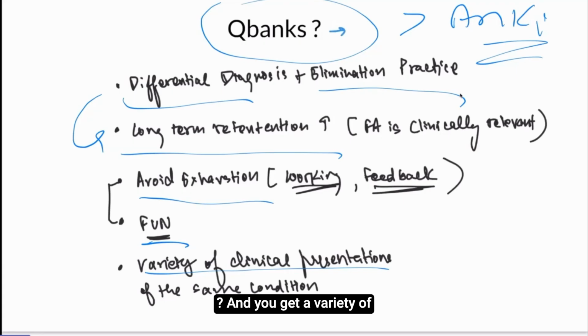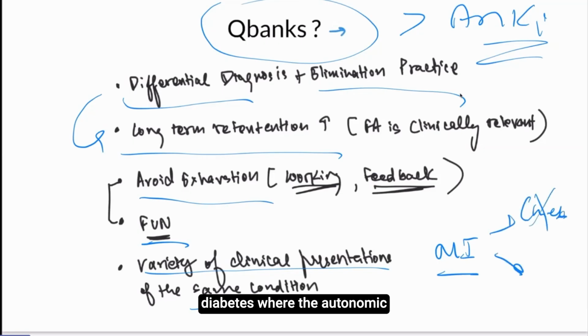And you get a variety of clinical presentations of the same condition. So how does MI present? You might learn in a textbook chest pain, but sometimes with MI, there are rare conditions in diabetes where the autonomic nervous system is affected because of autonomic neuropathy. You never get chest pain. And there are questions like that. But that's what it will train you to do, to think in a very critical way, with clinical precision, rather than having a very diffuse, vague understanding of a subject.